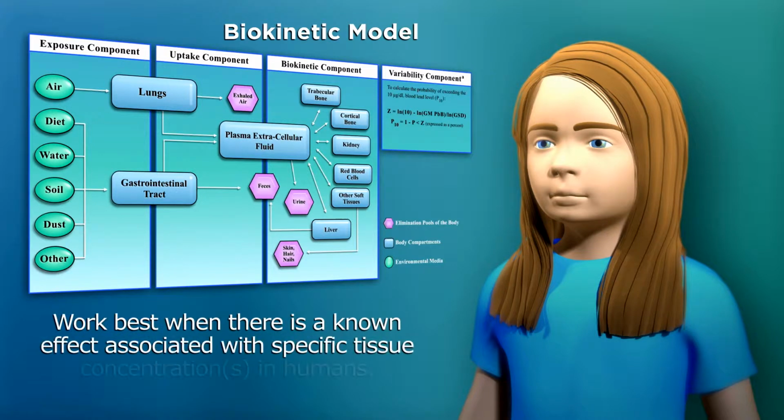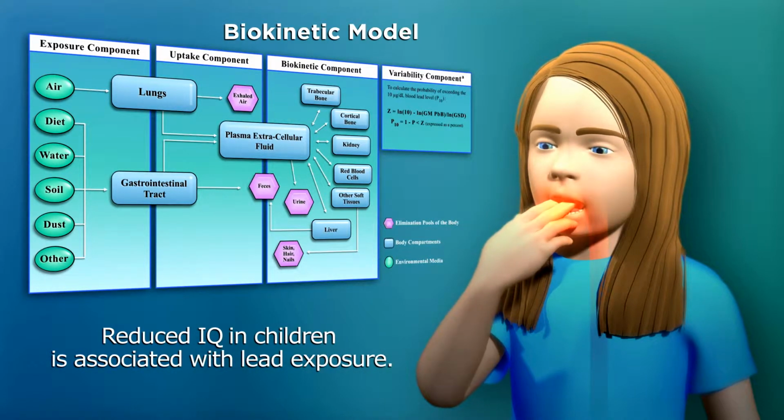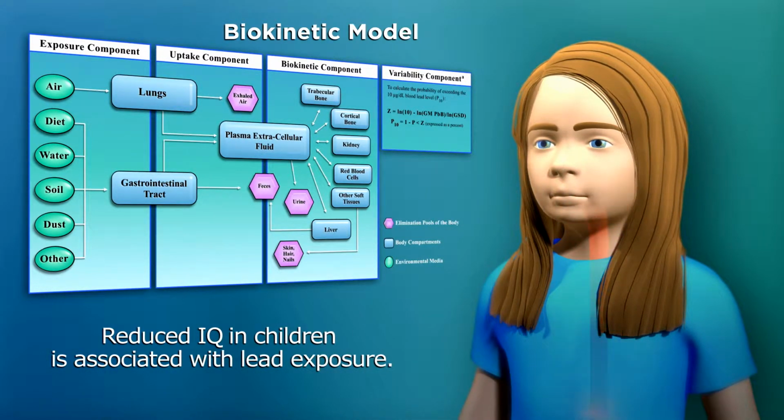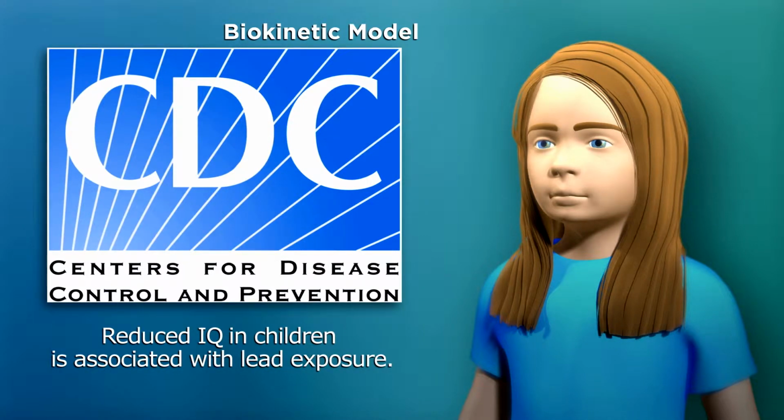Biokinetic models are most useful for lead risk assessment when there is a known effect associated with specific tissue concentrations in humans. For instance, from research, we know reduced IQ is possible in children at a blood lead concentration of 10 micrograms per deciliter. In 2012, the U.S. Centers for Disease Control and Prevention adopted the 97.5th percentile of the distribution of blood lead concentrations in children as a reference value to identify children with elevated blood lead levels for case management.